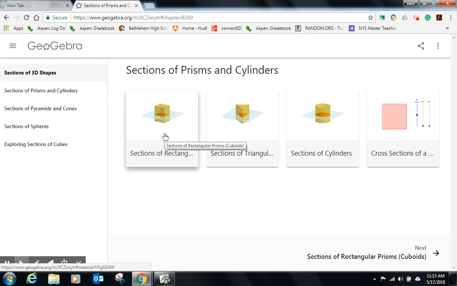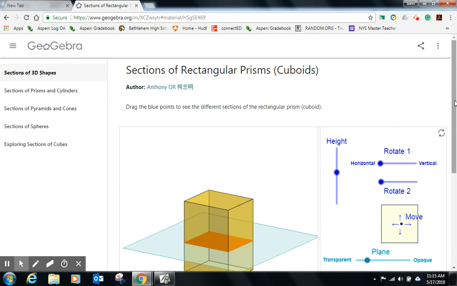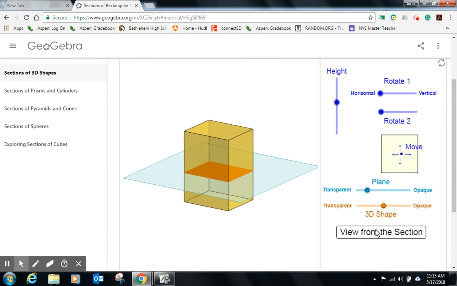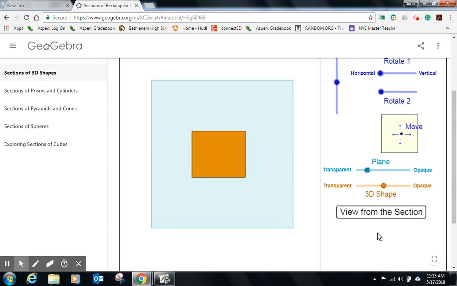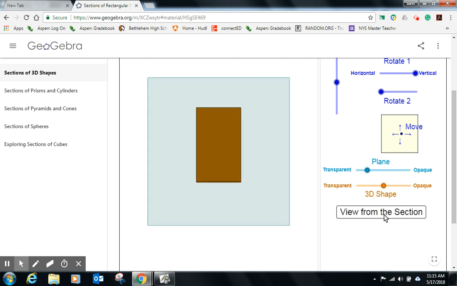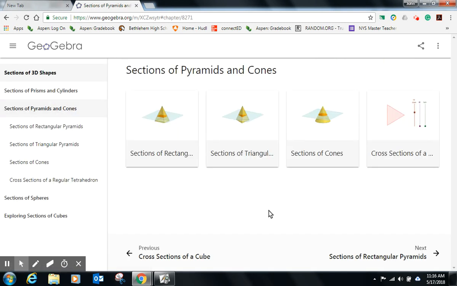Want to try a rectangular prism? So rectangular prisms, and you guys can play around here. All right, let's see it. Here's the rectangle for horizontal. What's it going to look like vertical? Another rectangle, a little bit skinnier. Okay, can we go to cones and pyramids real quick? Can we go to cones? An interesting one.